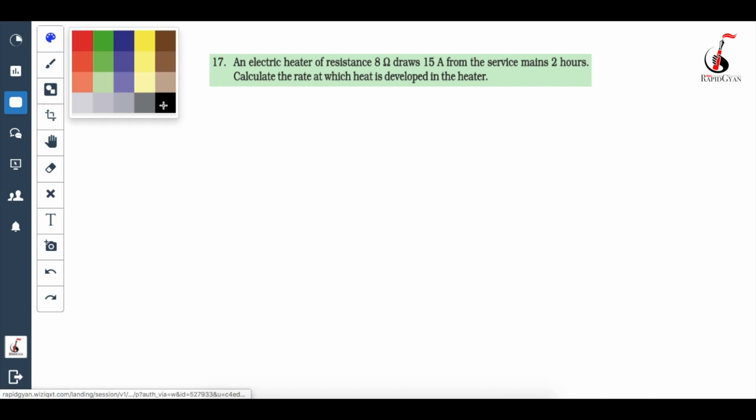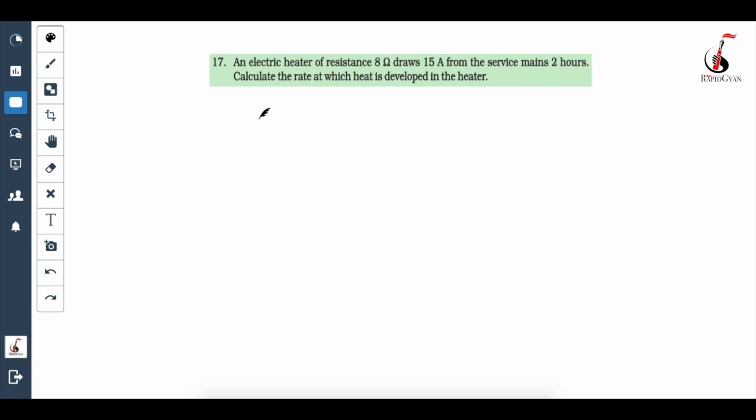Next question is, an electric heater of resistance 8 ohm draws 15 ampere of current for 2 hours. Calculate the rate at which heat is developed in the heater. See beta, you will have to find the rate at which heat is developed, which means you will have to find H upon T. So what is H upon T? H upon T is nothing but P, beta.